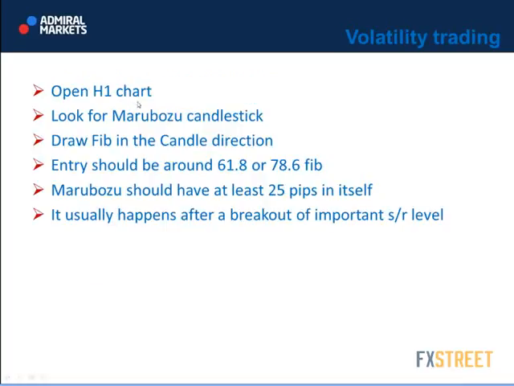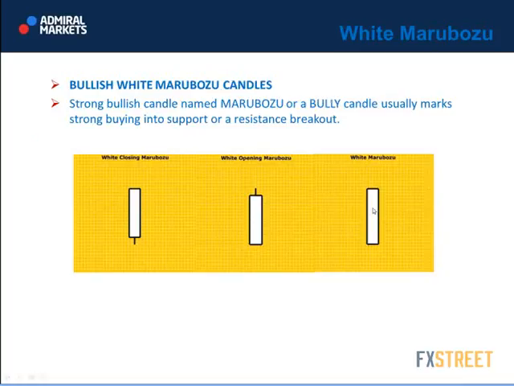So open the 1 hour time frame chart and look for a Marubozu candlestick. Draw Fibonacci in the candle direction. You always draw Fibonacci from left to right. You never ever draw Fibonacci from right to left. That is not how Fibonacci should be traded. Entry should be around 61.8 and 78.6, so those two levels are the entries. There should be at least 25 pips in the Marubozu, and usually it will happen when we have a huge momentum.